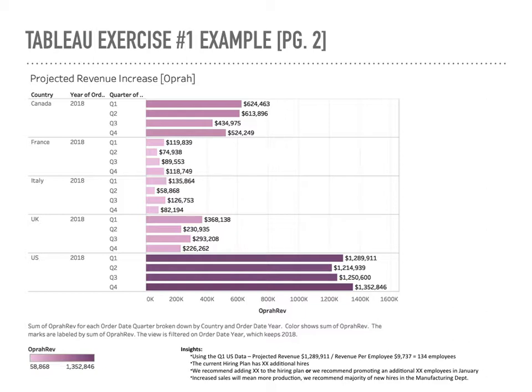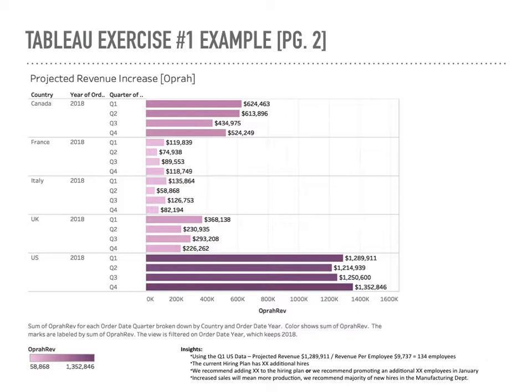At the bottom, as you'll see, I decided to use just Q1 US data for the revenue, because you can do this any way you like, but you can make your recommendations for hiring based on the revenue per country. That was the perspective I was using in this first exercise. So I took the projected revenue for Q1 US and divided that by what I found to be the revenue per employee for Q1 in the US. And that equals 134 employees.